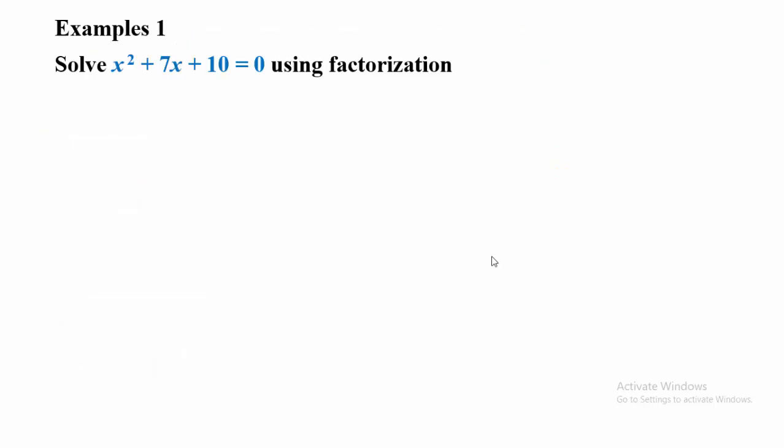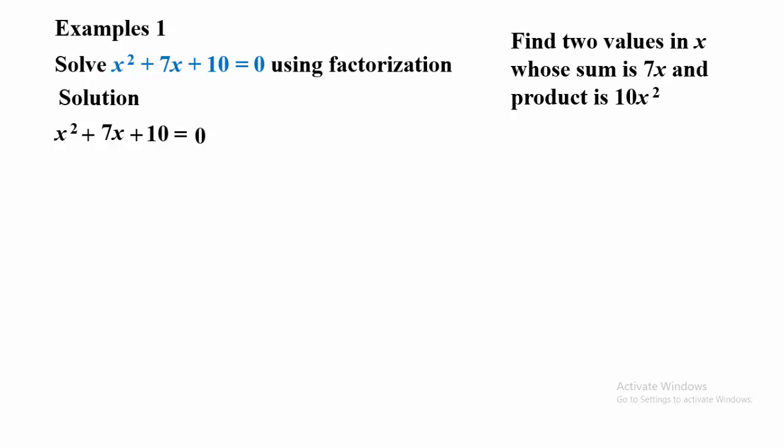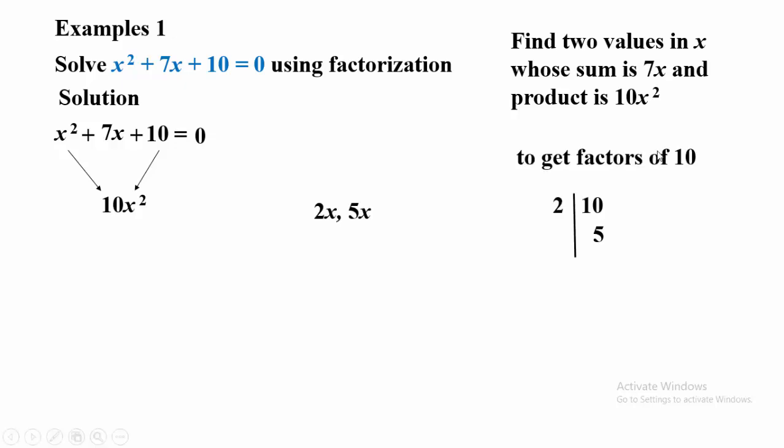Example 1. Solve x squared plus 7x plus 10 is equal to 0 using factorization. Solution: x squared plus 7x plus 10 is equal to 0. We find two values in x whose sum is equal to 7 and whose product is equal to 10x squared. In this case, we find the factors of 10. Let's try these two factors, which are 2 and 5.